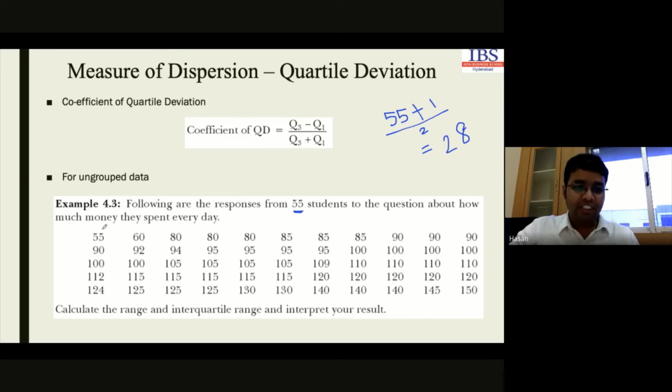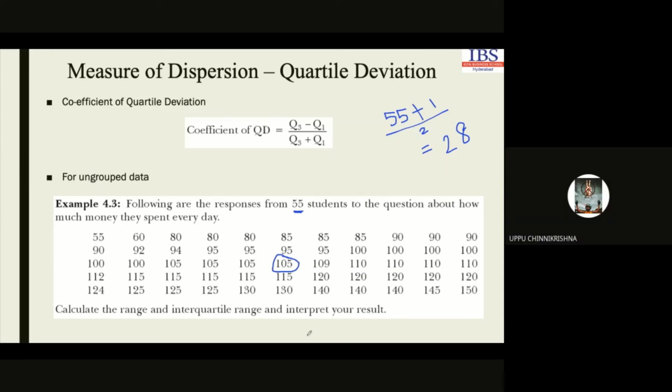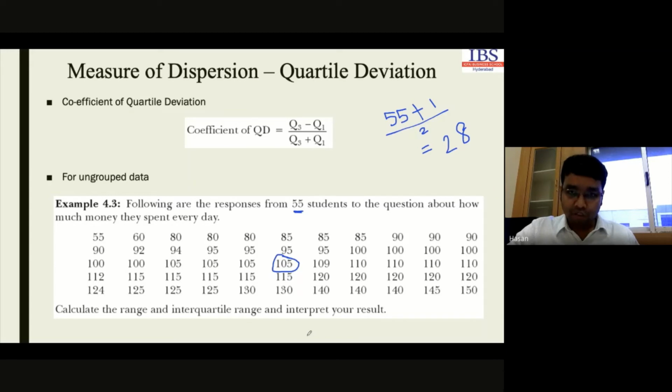Now count 28. 1, 2, 3, 4, 5, 6, 7, 8, 9, 10, 11... 4, 5, 6, 7, 8. So this is our median position. Okay? Are you getting my point? This is our median position. Yes, sir. Okay? Now, what next?